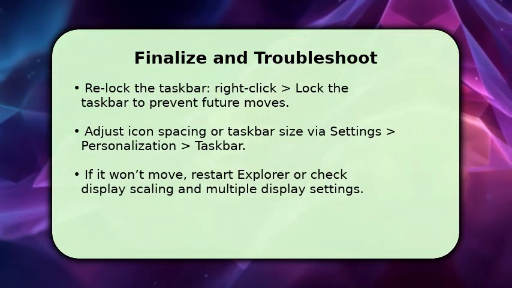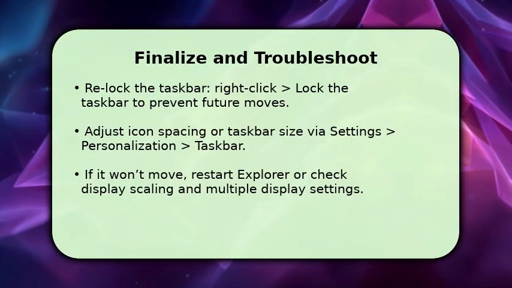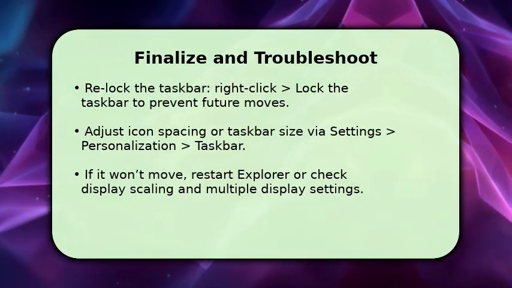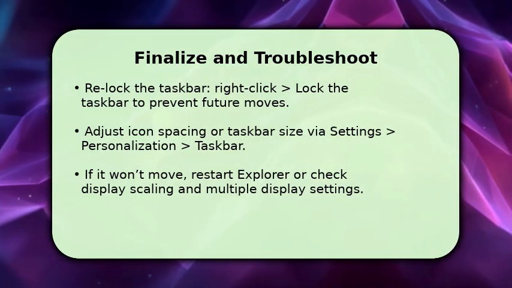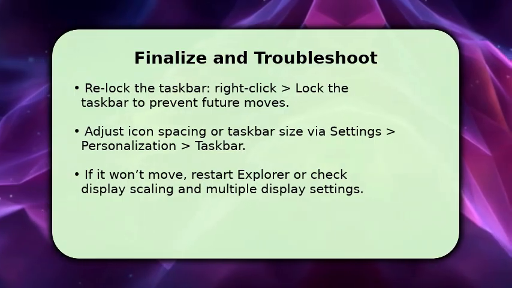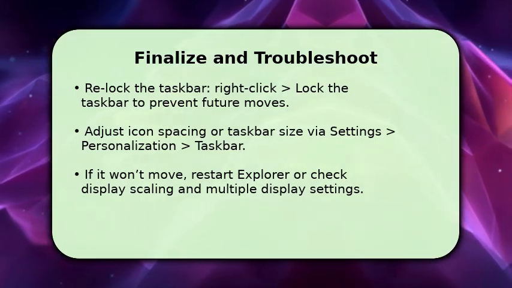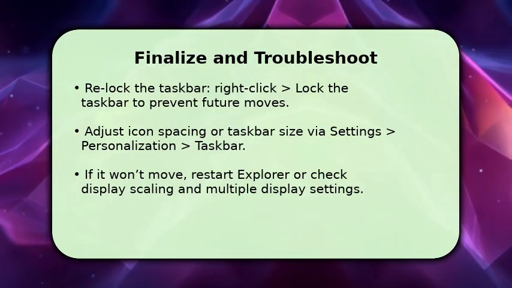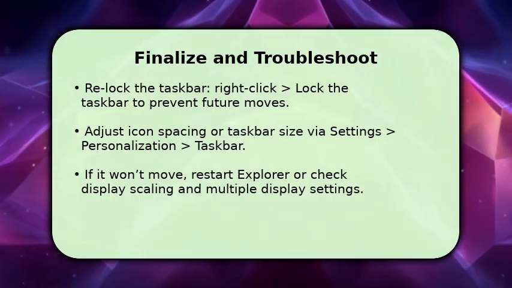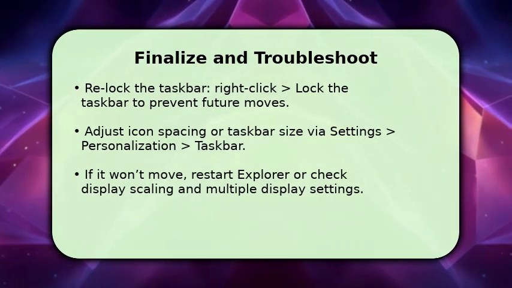If the taskbar refuses to move, restart Windows Explorer from Task Manager first because that clears transient glitches. If problems persist, check display scaling and multiple monitor arrangement in display settings. This resolves most issues quickly, so your taskbar stays exactly where you want it.